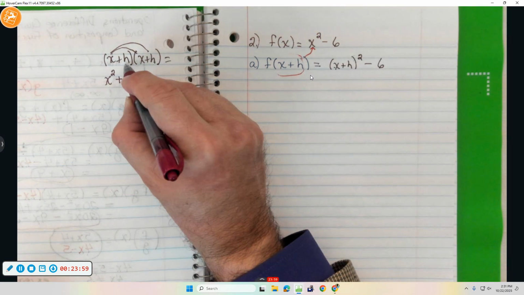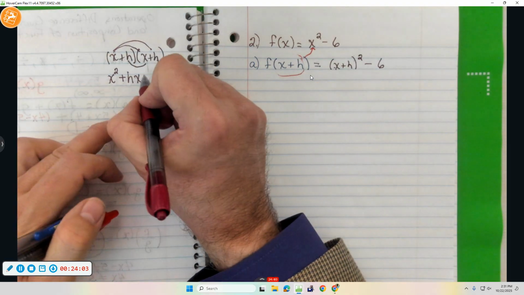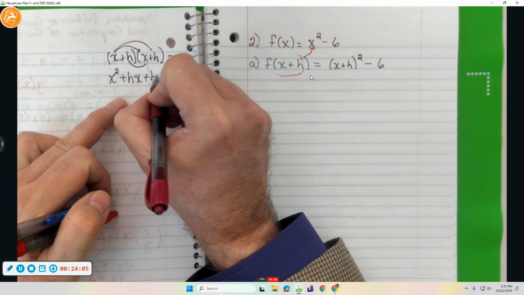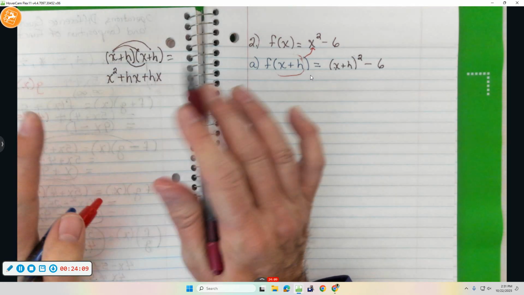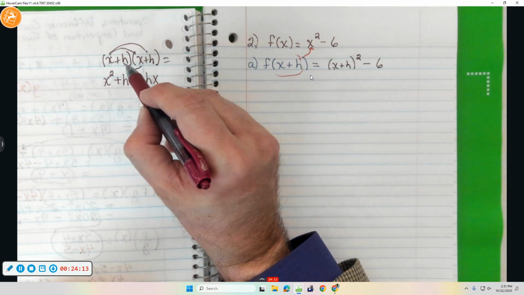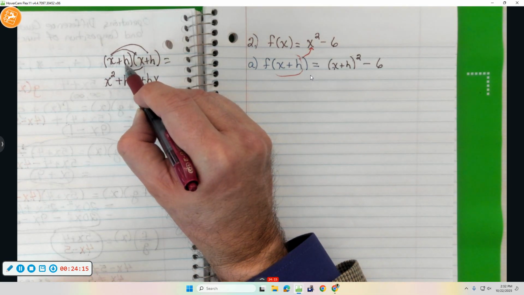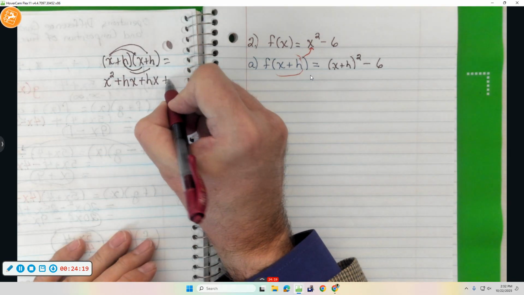What's the inner product going to be? You tell me. Another hx. If you'd written the first one as an xh and the next one as an hx, you might not have noticed they could be combined. That's why I say if you have 2 different letters in the same term, write them in alphabetical order. What's the last term? H squared.